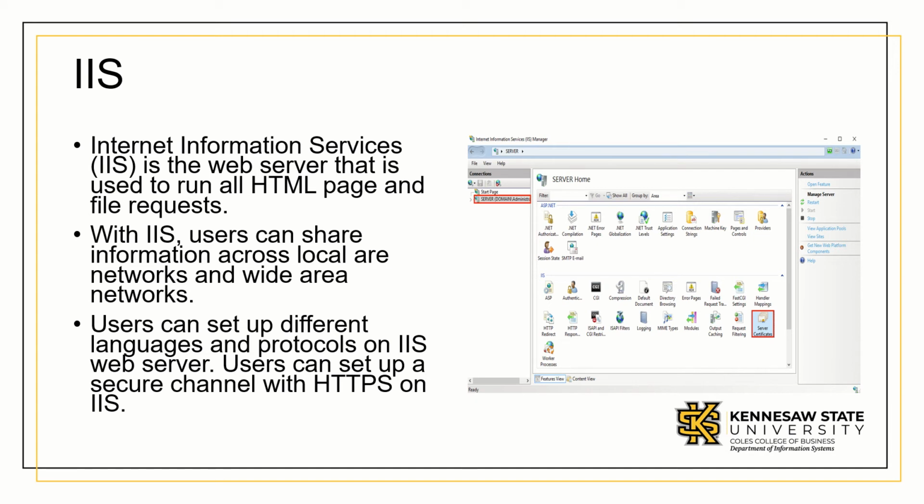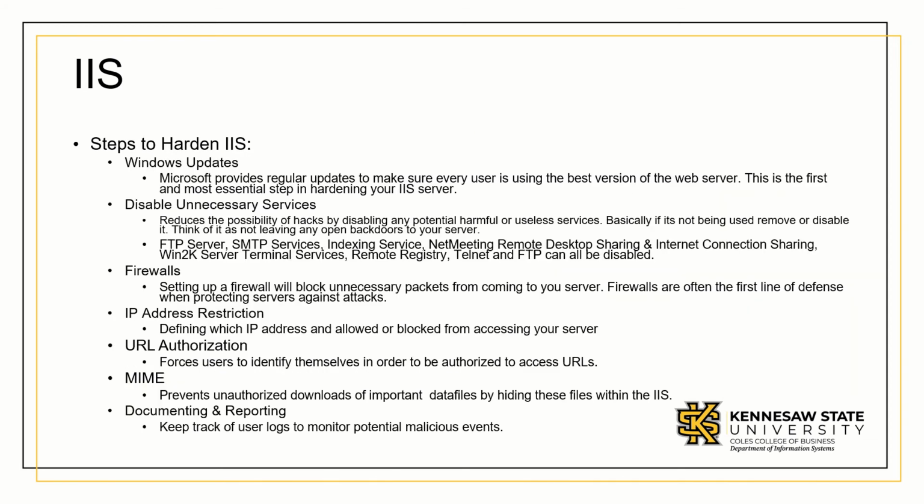So for IIS, it stands for the Internet Information Services. It is a web server that is used to run all HTML page and file requests. It was created by Microsoft and it is used on Windows operating systems. With IIS, users can share information across local area networks and wide area networks. Users can set up different languages and protocols on an IIS web server. Users can set up a secure channel with HTTPS on an IIS.